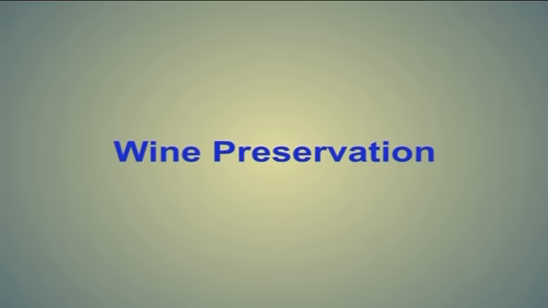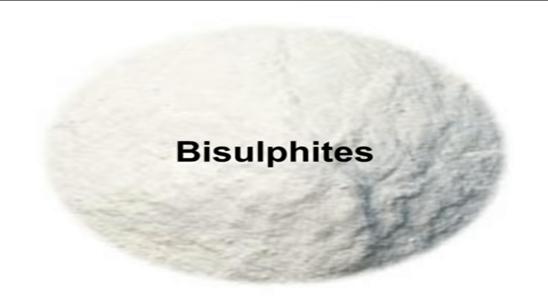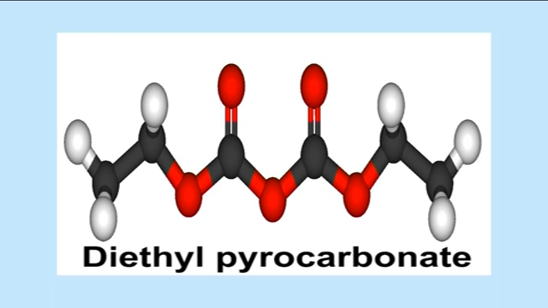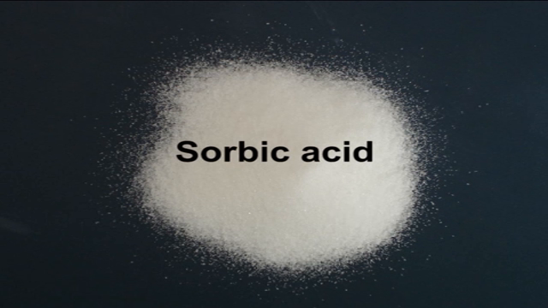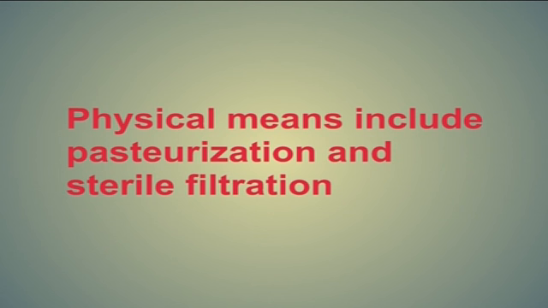Wine preservation: wine is preserved either by chemicals or by some physical means. The chemicals which have been used include bisulfites, diethyl pyrocarbonate, and sorbic acid. Physical means include pasteurization and sterile filtration. Pasteurization is avoided when possible because of its deleterious effect on wine flavor.